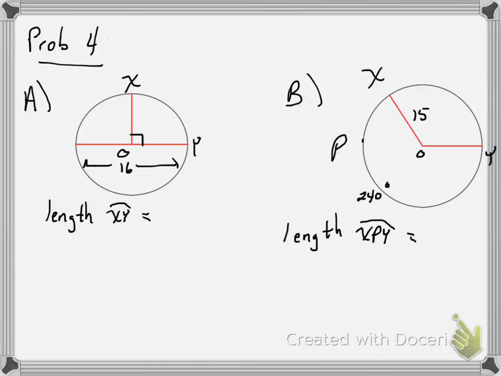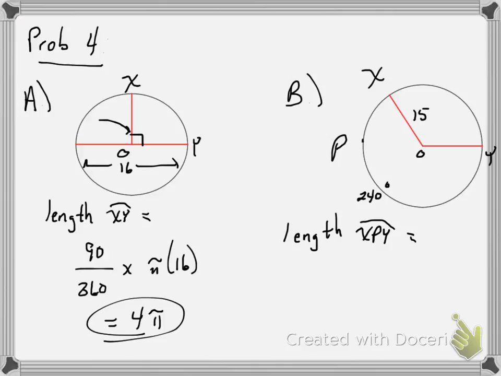So we look at problem 4. We want to find the arc length of all these things. The length of XY, well, what's the measure of the angle? The central angle there is 90 degrees. So I'm going to take 90 over 360 and multiply that by 2 pi r or pi d. So in this case, pi times 16, or 16 pi. Punch it in your calculator and simplify. You end up with 4 pi as that distance. Leaving it in terms of pi is fine.